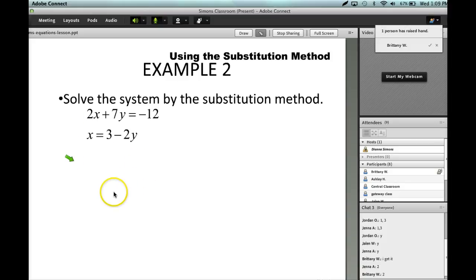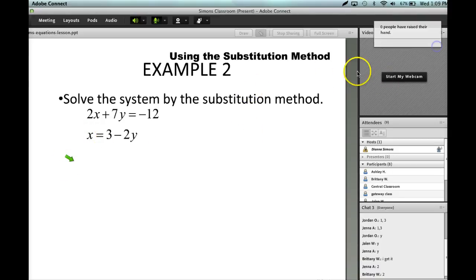Yes, Brittany. So when you solve these kind of equations, do you have to try to get the other variable on the other side or something? Yes. If you guys want to ask a question, just turn on your mic and ask so everyone can hear.